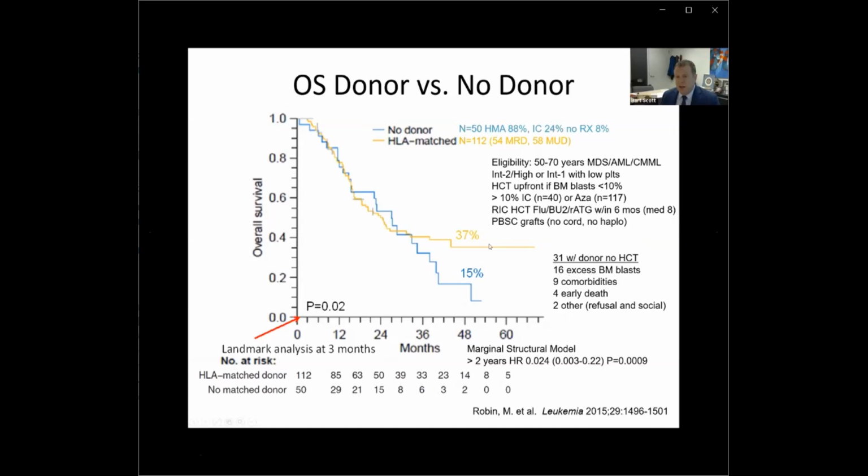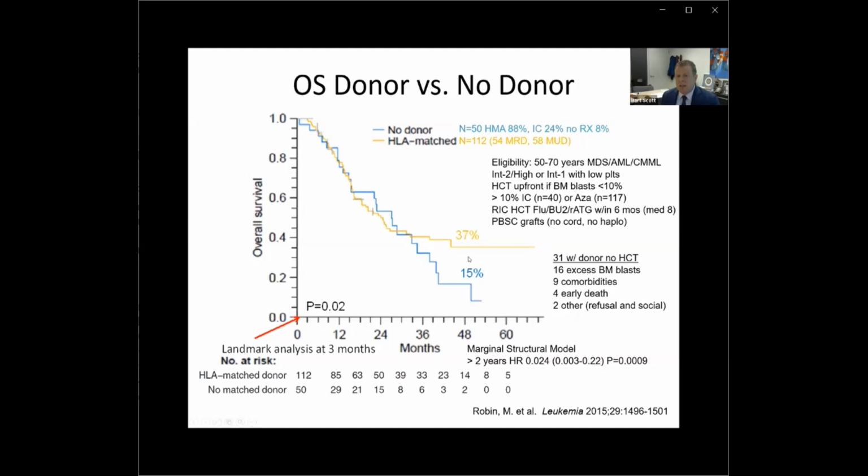Regardless of the fact that 31 in the donor arm didn't get transplant, there was still a survival benefit in the donor arm compared to the no donor arm. So it was good to have a donor. Now, you could look at it that way, but really what this is saying is that it's good to undergo stem cell transplant because having a donor doesn't change the natural history of MDS. It's the intervention that was performed because you had a donor. And this was significantly different. We say a p-value of less than 0.05 is considered to be medically different.